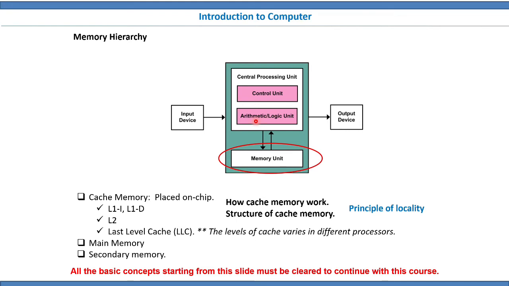So it will save a lot of execution time and memory access time, because if we go to main memory, then access time will be very high, right? So that's why the advantage of temporal locality.